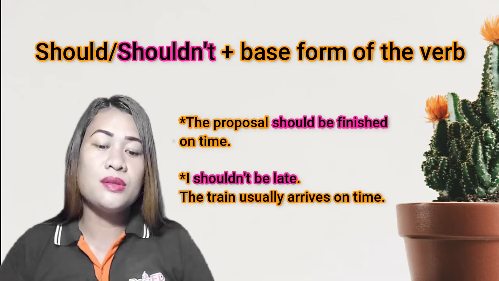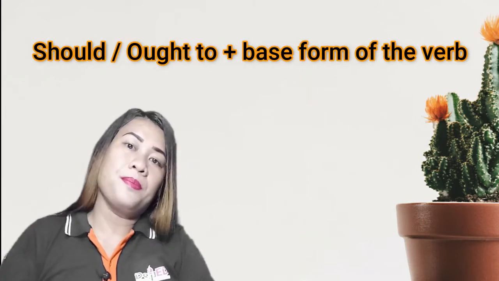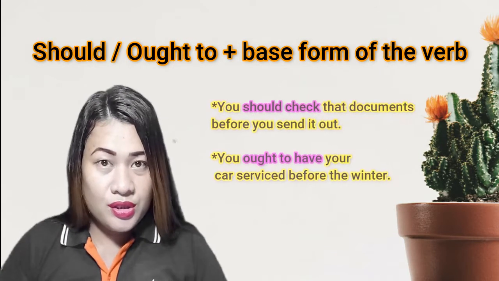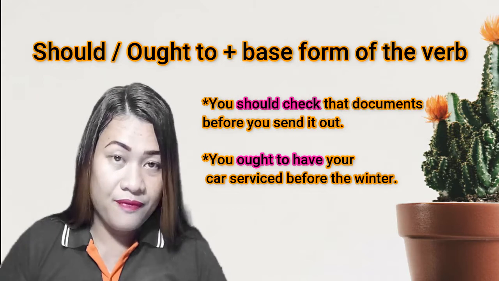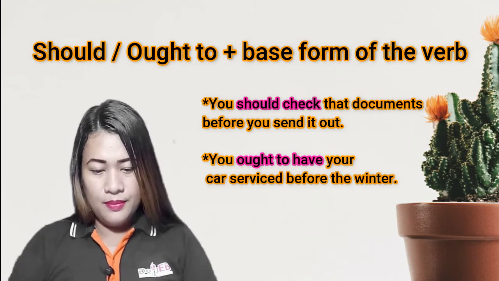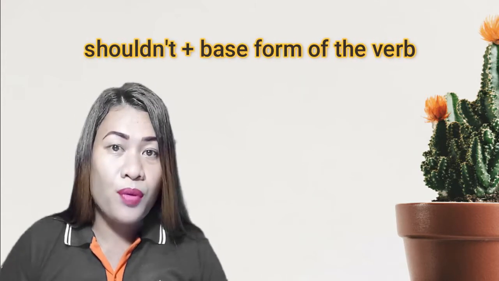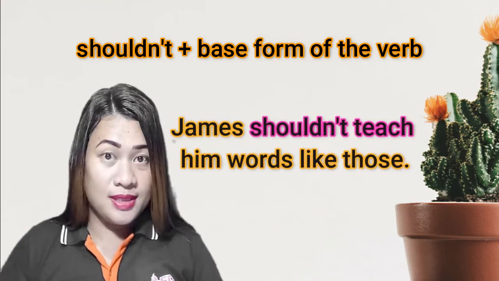And if you're going to use this one to give advice, here is the combination. Should or ought to plus base form of the verb. Example, you should check that document before you send it out. You ought to have your car serviced before the winter. And if you're going to give advice about something you think is wrong or unacceptable, you use this one. Shouldn't plus base form of the verb. Example, James shouldn't teach him words like those.